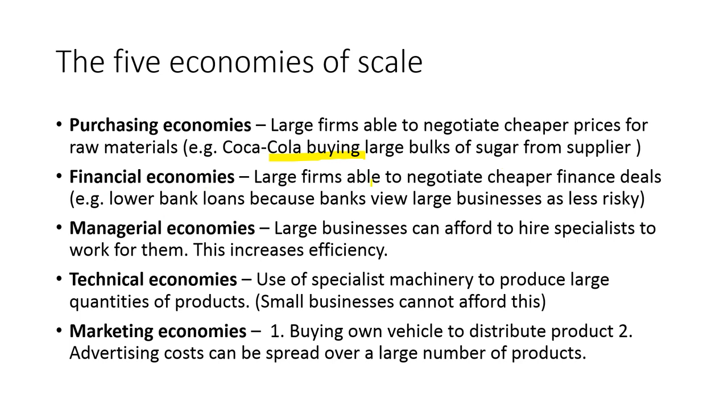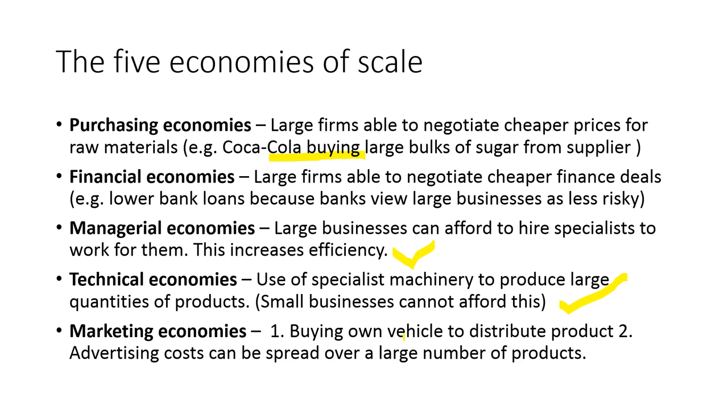Financial economies. Large firms are able to negotiate cheaper finance deals, so lower bank loans, because banks view large businesses as less risky and more trustworthy. Managerial economies. Large businesses can afford to hire specialists to work for them. This increases efficiency because they have that money to spend. Technical economies. Use of specialist machinery to produce large quantities of products. Small businesses cannot afford to do that, and therefore they will not have the option to join this.